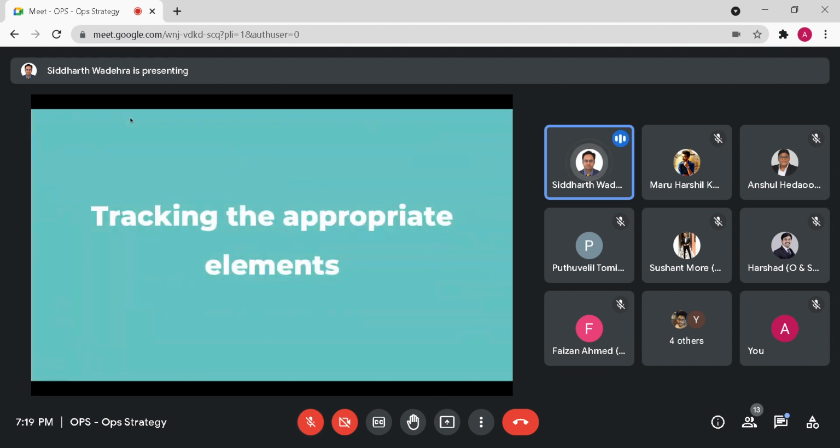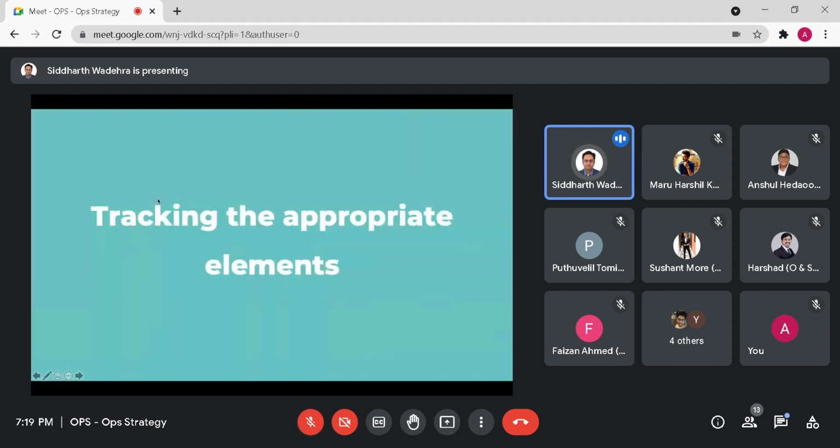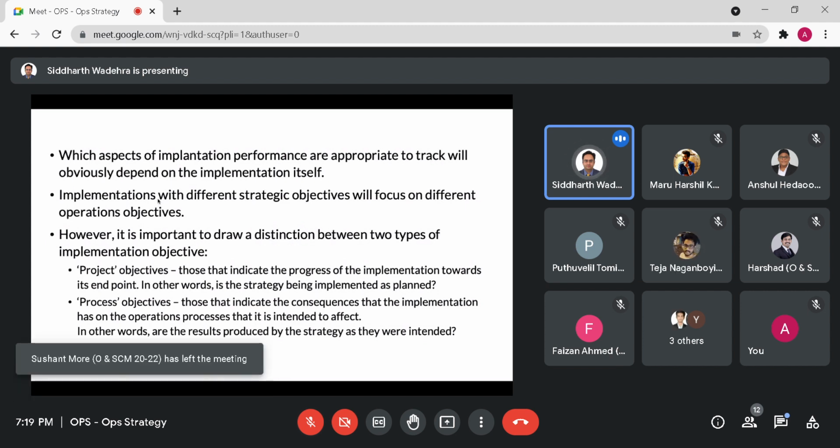Okay. When we are talking about the first bit, specifically tracking performance, we are looking at identifying different elements within a particular operational flow, and implementations with different strategic objectives will have different focus elements. So you will have different organizations and different industries having different methods or different metrics which they would want to track. So you have something called a project objective and a process objective.